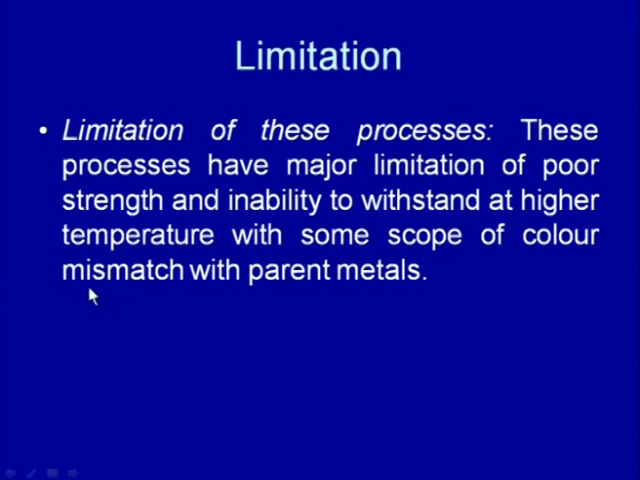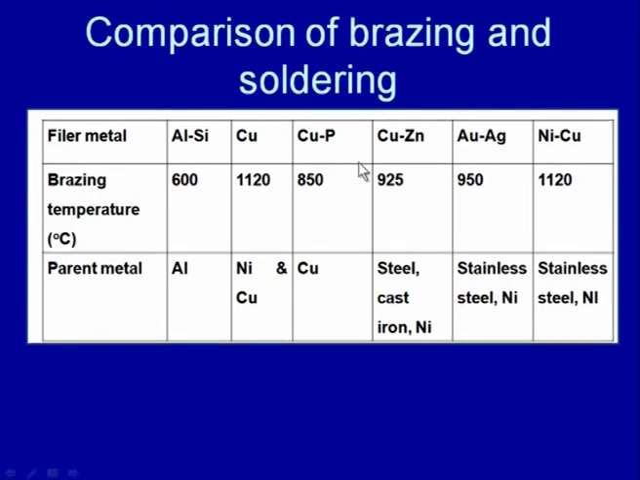These processes have the major limitations of poor strength and inability to withstand higher temperatures, with some scope of color mismatch with the parent material. There is a possibility of color mismatch, especially when the joint is exposed and in direct line of sight, especially in components like a car, where the color mismatch can decrease the esteem value of the product significantly.